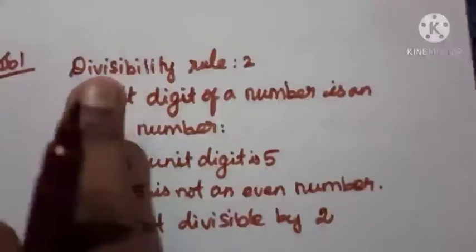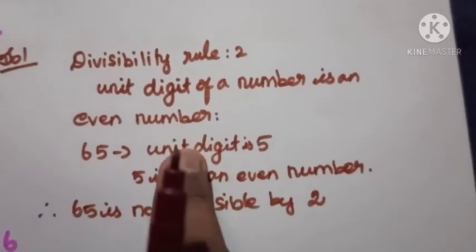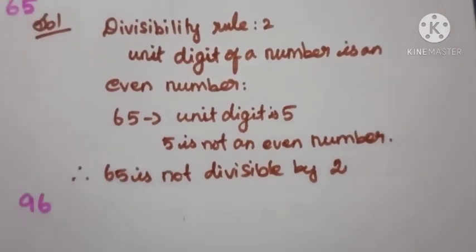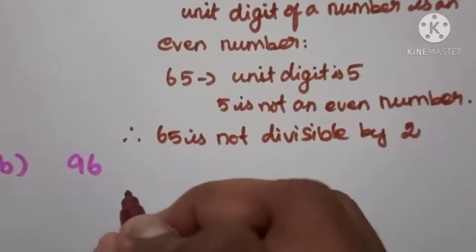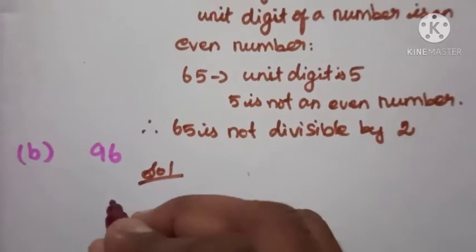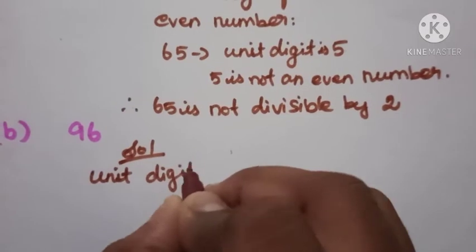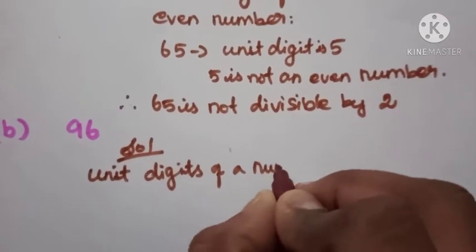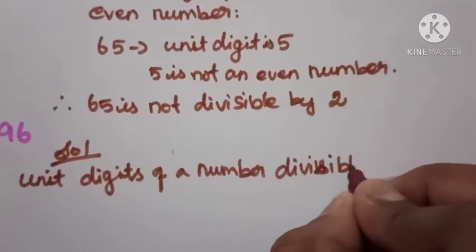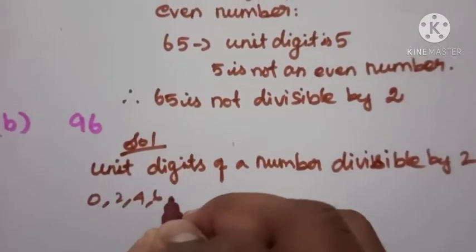So this is one of the methods. You can see, first you write the divisibility rule: unit digit of a number is an even number. So 65, unit digit is 5. So 5 is not an even number. So 65 is not divisible by 2. Otherwise, you can use the other format. In a solution, unit digit of a number divisible by 2: 0, 2, 4, 6, 8.